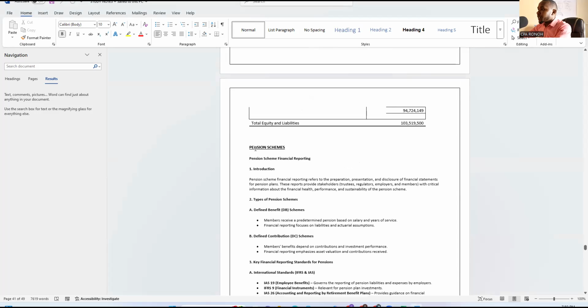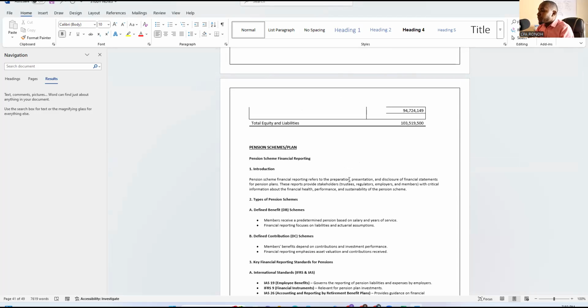So the topic is pension schemes, or another name is a pension plan. If you get to pension scheme or pension plan, it means the same. So what does this pension scheme mean? The definition refers to the preparation, presentation, and disclosure of financial statements for the pension plans.